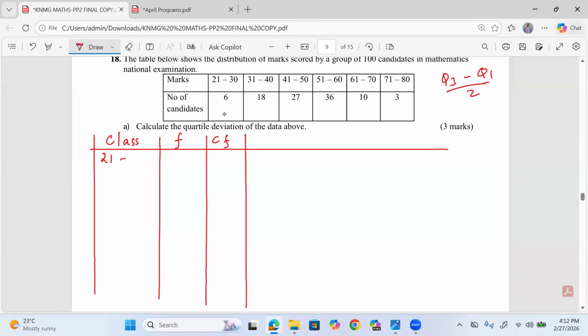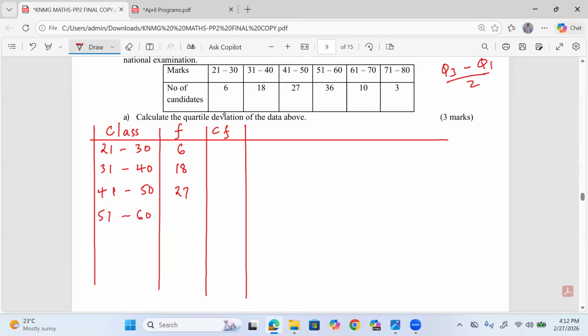21 to 30, 6. 31 to 40, 18. Then 41 to 50, is it 27? Yes. Then 51 to 60, we have 36 of them. Then 61 to 70, we have 10 of them, and 71 to 80, we have 3 of them.